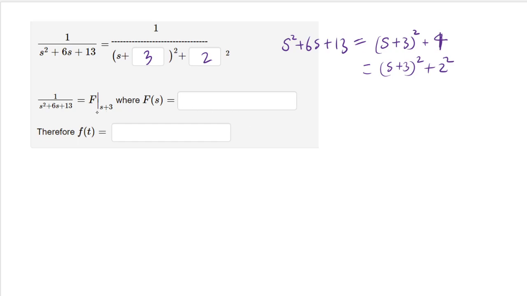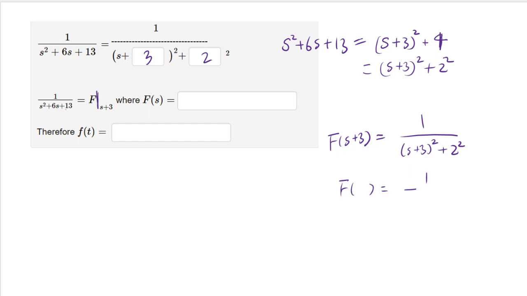Now, it's a little cryptic here what it means. In the second question, F bar s plus 3 really means s plus 3 is plugged into this F. So this is just another way of writing this. And it's asking for what F of s would be if F of s plus 3 is 1 over s squared plus 6s plus 13. But because we know this to be this one, the current question is, if I know that F of s plus 3 is s plus 3 squared plus 2 squared, what is F of s? That's the question.